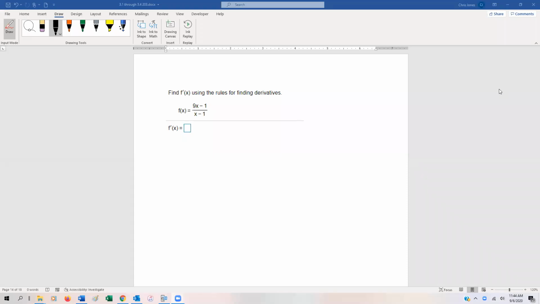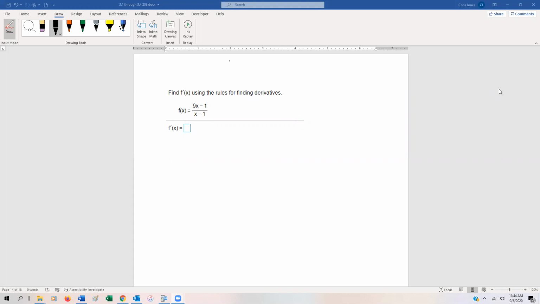In the last video, we took a look at being able to find derivatives of functions by using the product rule. In these two examples, we're going to be taking a look at an extension by utilizing the quotient rule. All right, so we have this function, f of x equals (9x minus 1) over (x minus 1), and we want to find the derivative of that function at any point.